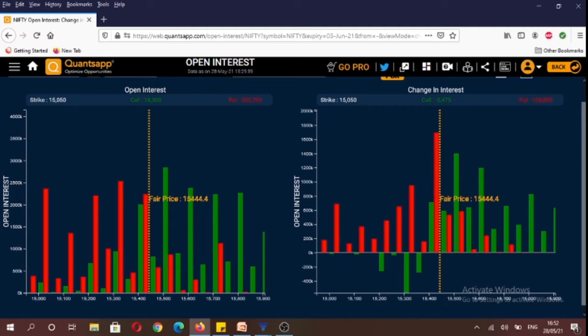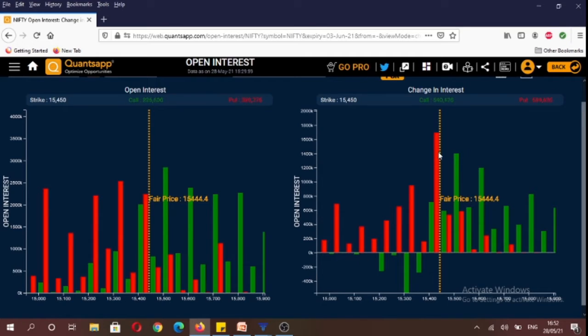If we analyze the overall open interest data, you will see that the highest amount of calls have been written at 15,500 strike, followed by 15,600 strike, and the highest amount of puts have been written at 15,300 strike, followed by 15,000 strike. Based on this data, we get a broad range of 200 points for the index, between 15,300 to the downside and 15,500 to the upside.